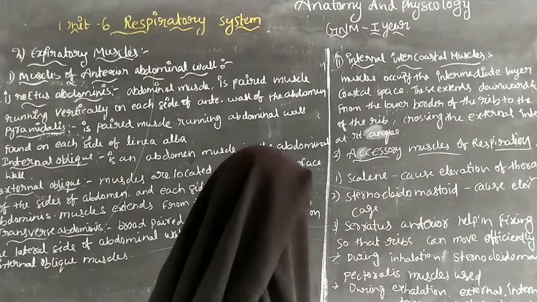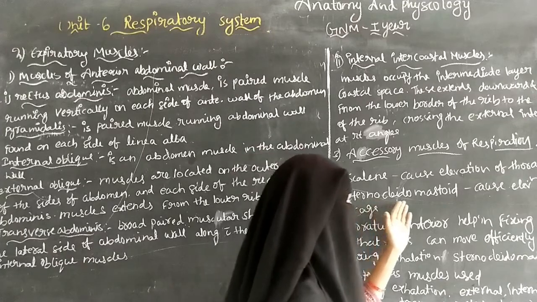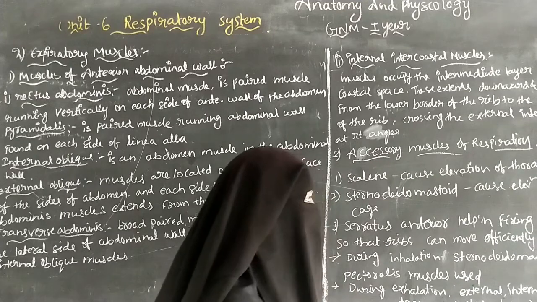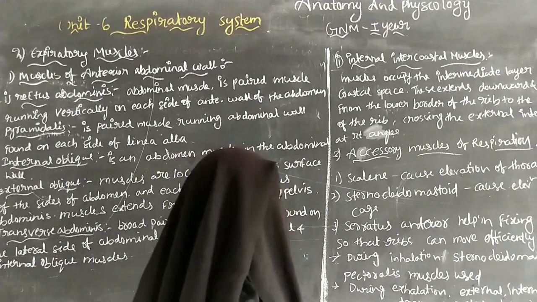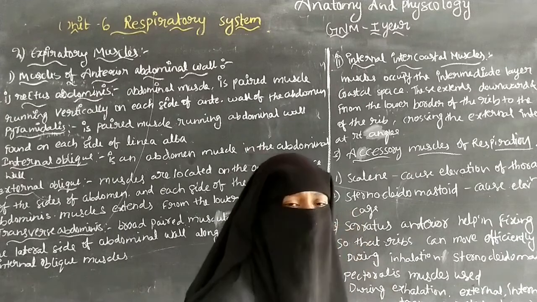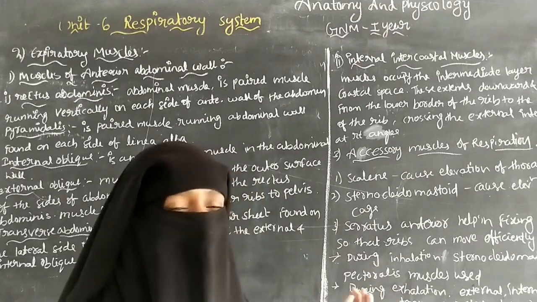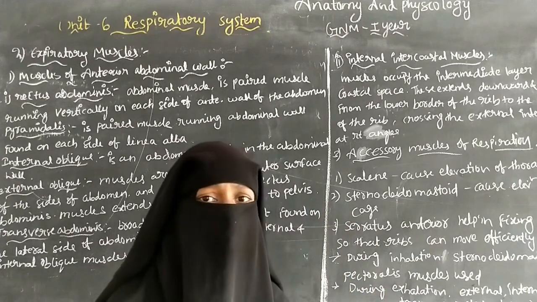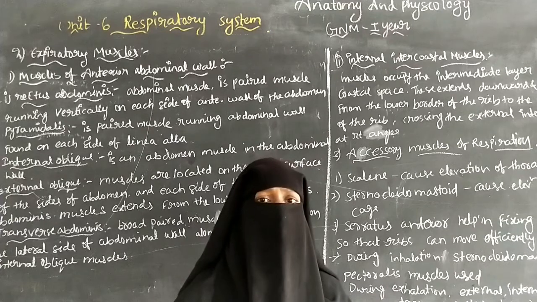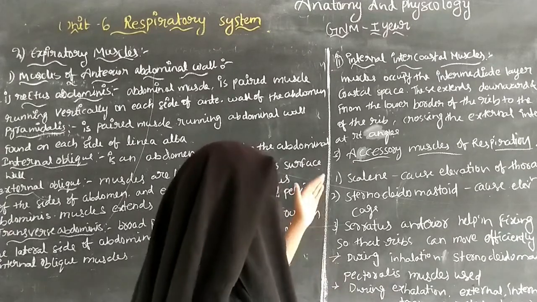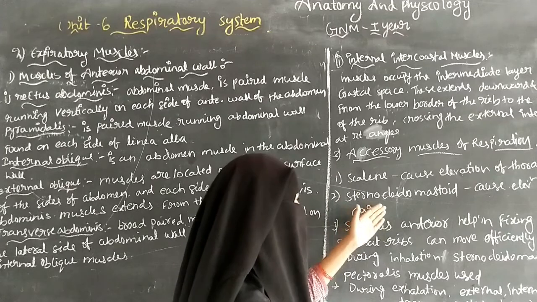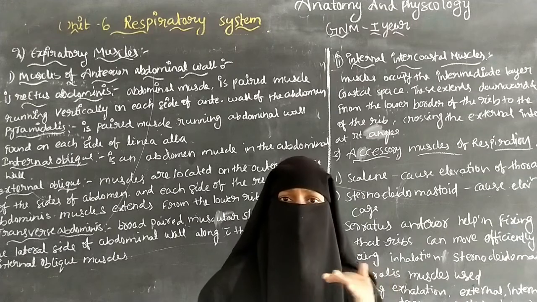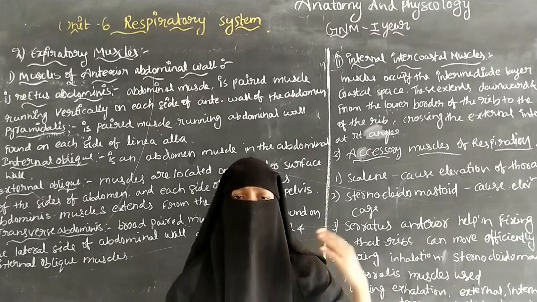And the next one is the sternocleidomastoid muscles, which cause elevation of the thoracic cage. So the sternocleidomastoid muscles also help in the elevation of the thoracic cage during inspiration and expiration. So the scalene and the sternocleidomastoid muscles help in the elevation of the thoracic cage during inspiration and expiration.